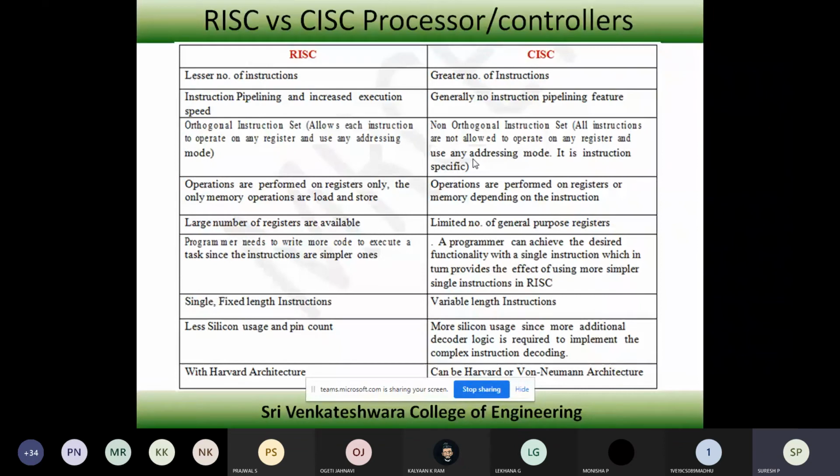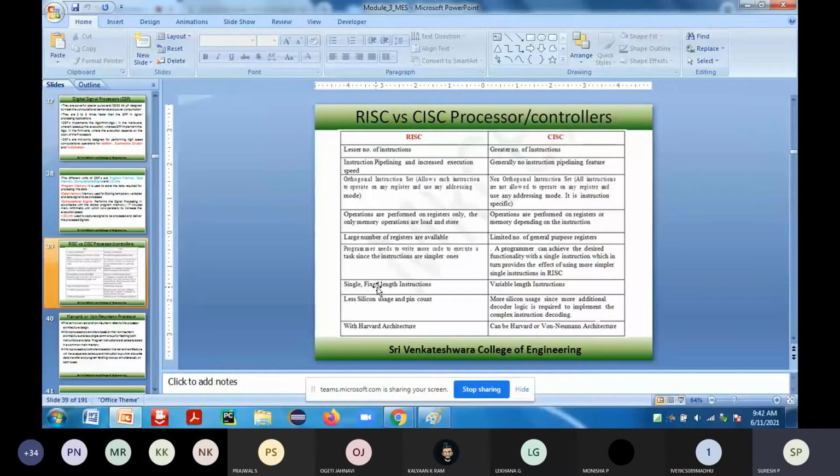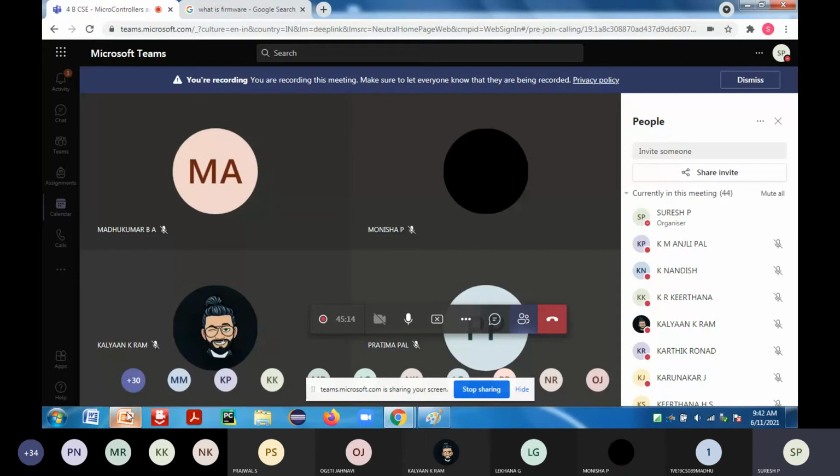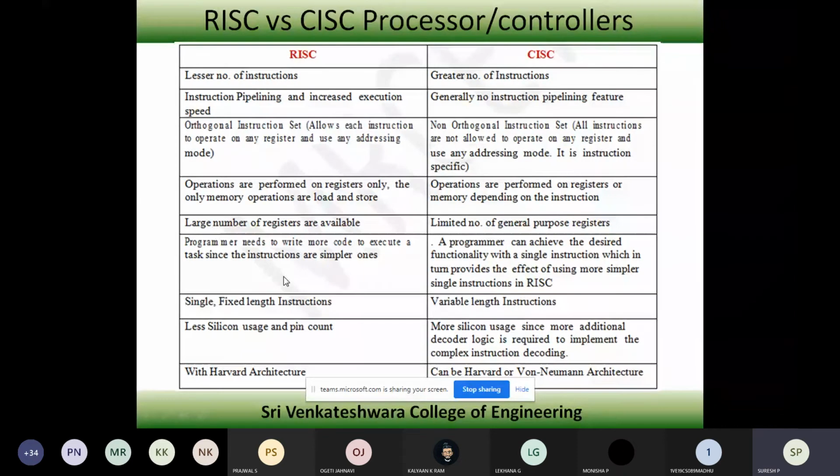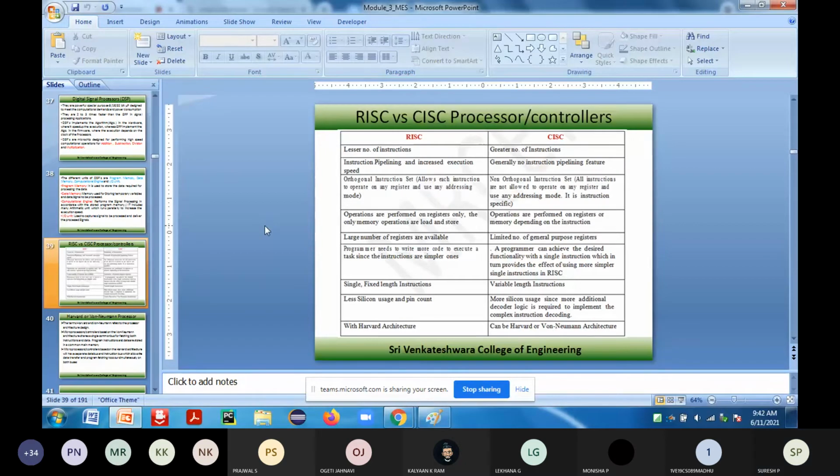I think RISC and CISC I have already discussed in your class, so I don't want to discuss it again. Can you tell the difference between RISC and CISC? What does RISC stand for? Can anyone answer? You have already written this difference in your first IA. Difference between RISC and CISC. What is RISC?